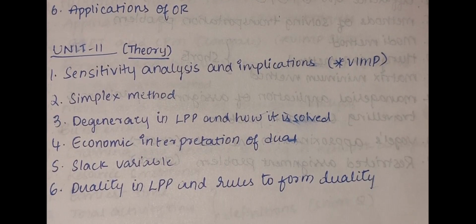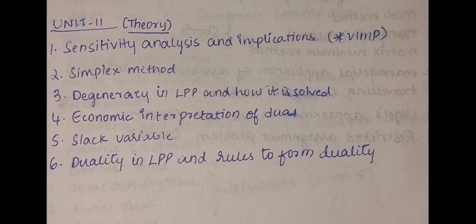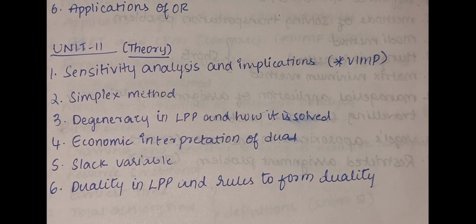for the short answers. Now let's quickly run through the second chapter, which includes sensitivity analysis and implications. These are very important questions from this chapter. It can come either in the short answer or in the long answer questions. The next question we have is simplex method, degeneracy in LPP and how it is solved. This is again an important question for short answers. Economic interpretation of dual and slack variable, duality in LPP, and the rules to form duality. So from this second unit, sensitivity analysis and degeneracy in LPP are the most important questions.